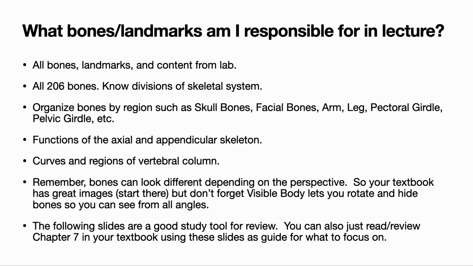So that's going to include all 206 bones and the divisions of the skeletal system, and we're going to go over those. It's a good idea to organize bones by region. So as you're studying and learning them, think about them in groups. What are the skull bones? What are the facial bones? What are the bones of the arm, the leg, the pectoral girdle, the pelvic girdle? Because that will help you establish relationships between bones, which will make it easier to identify them.